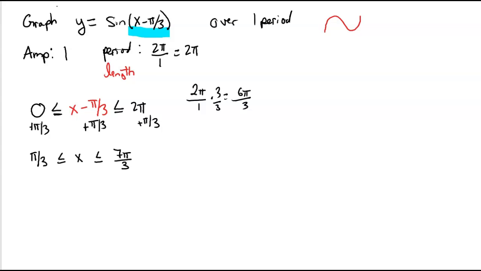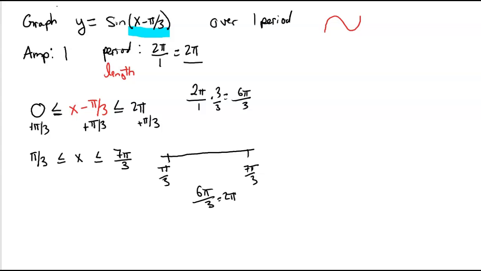Okay, now I said period is length. So that means that from the start to the stop should be the length of 2 pi. And if you think about this, if I was to graph, here's pi over 3 and 7 pi over 3. The distance between pi and 7 pi is 6 pi over 3, aka 2 pi. So again, that's our distance, start and stop.